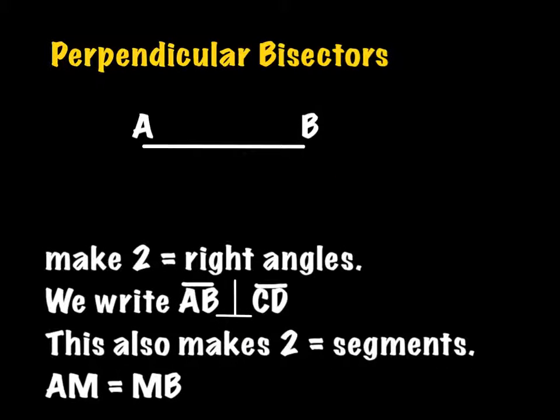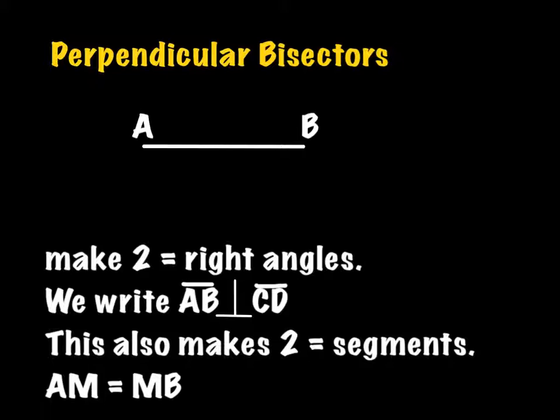Perpendicular bisectors are special perpendicular lines or perpendicular segments. They make two right angles, and again we would write that with the perpendicular symbol. But another thing that we get with perpendicular bisectors is we also get two equal segments. Just because a segment is perpendicular to another segment or line, it doesn't mean that one will cut another segment exactly in half. But it's a different story with the perpendicular bisectors.